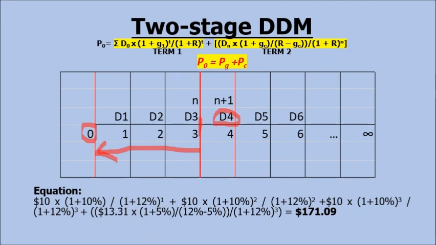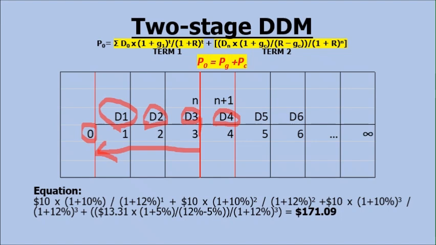$10 into 1 plus 10% divided by 1 plus 12% raised to the power 1. This is the present value of the first dividend, D1, plus $10 into 1 plus 10% raised to the power 2 divided by 1 plus 12% whole square. This is the present value of D2. And you have the third term, $10 into 1 plus 10% raised to the power 3 divided by 1 plus 12% raised to the power 3. This is D3's present value. When you total these three present values, you get the intrinsic value of the share using the simplified dividend discount model, and you get the intrinsic value at point 0.